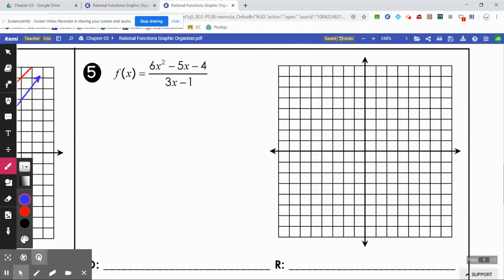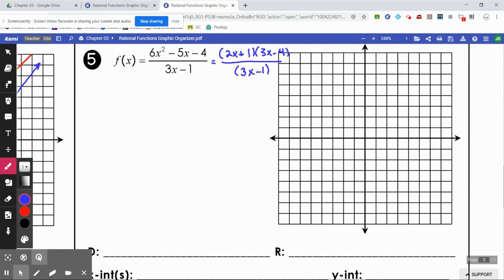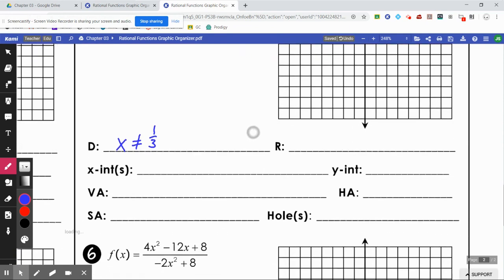Okay, number 5, the first step is we have to factor the top. The bottom's already factored. And there's your factored form. Your only discontinuity in your domain: x will not be able to be 1/3 because that would make the bottom of your fraction equal to 0. Since 3x minus 1 is not a factor of the top, that's going to be a vertical asymptote at x equals 1/3, and there will be no holes in your graph.